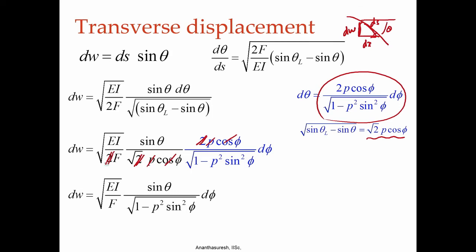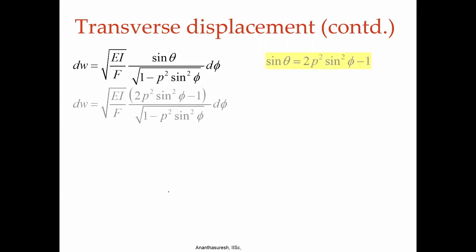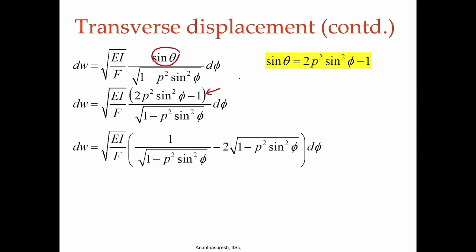Okay. And we also note now that this sin theta that we have over here, that can be written also in terms of what we already know. This is what we got in the last slide. The sin theta is 2 p square sin square phi minus 1. So, I substitute for sin theta this quantity over there. Then we do a little manipulation, we add a minus 1 and a plus 1. Why do we need to do that?